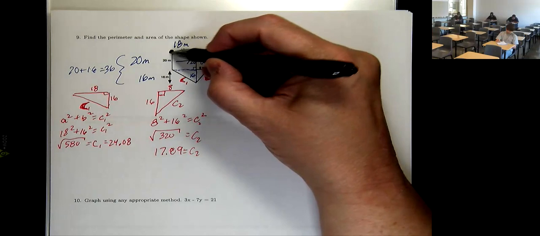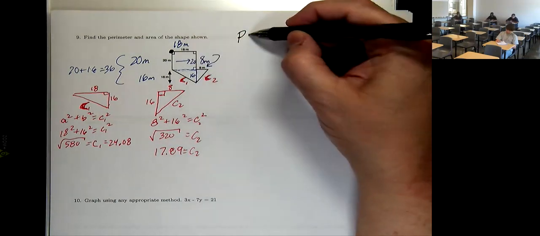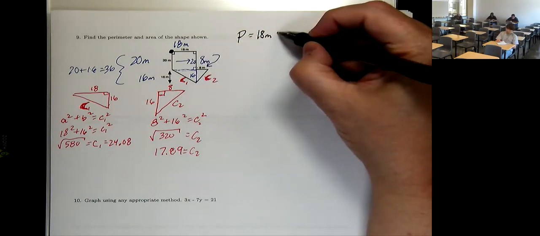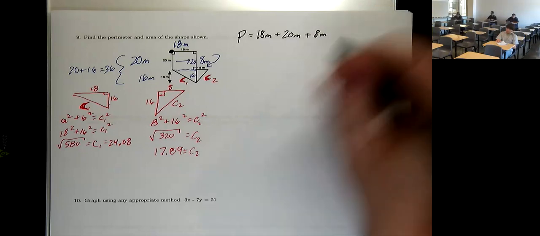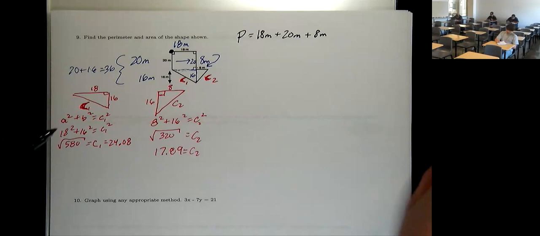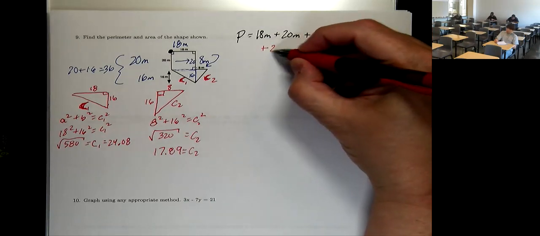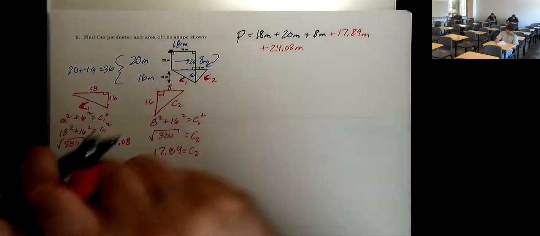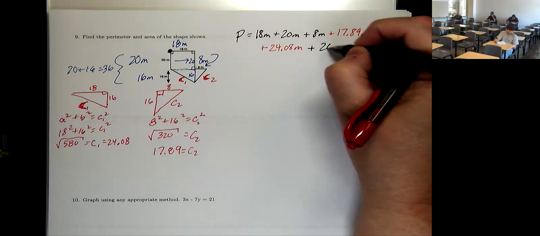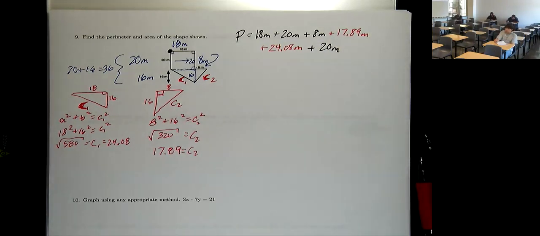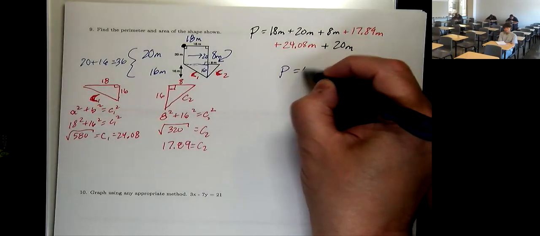All right, I'm going to start in the upper left corner and go around the perimeter. The perimeter has 18 meters and then 20 meters and then 8 meters. And then I have my C2, which is 17.89 meters, and my C1, which is 24.08 meters. And finally, the last thing before I hit the corner again is another 20 meters. So I need to add those all up. I'm getting that the perimeter equals 107.97 meters.